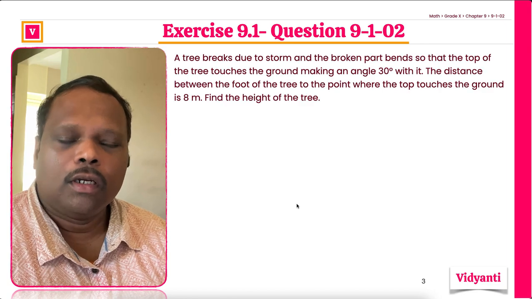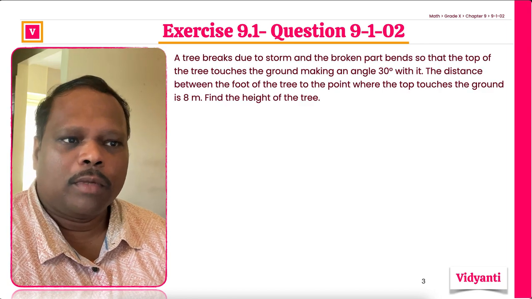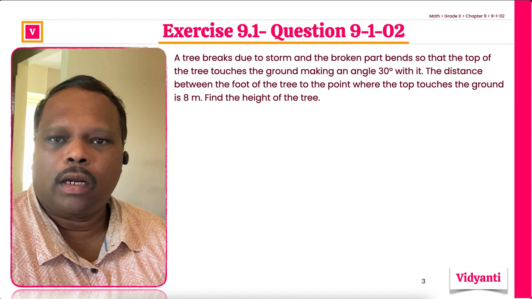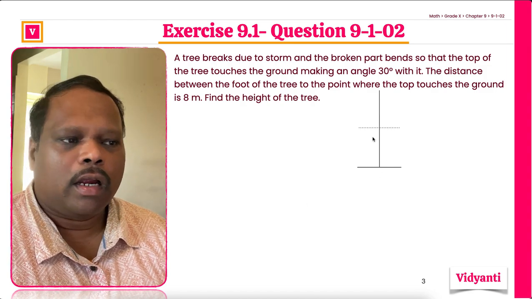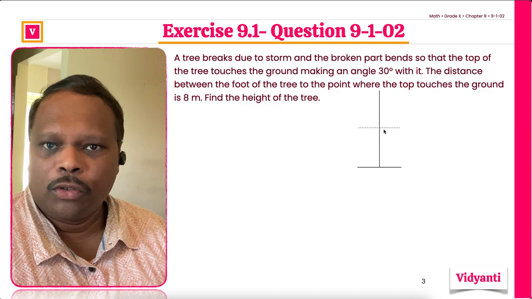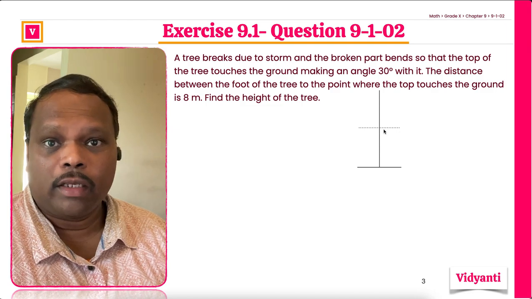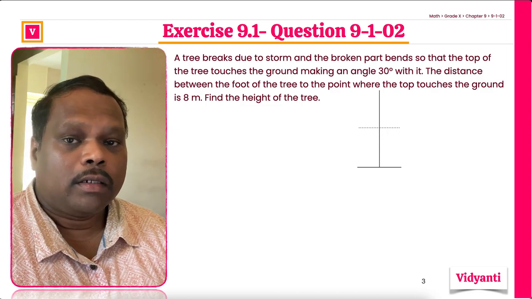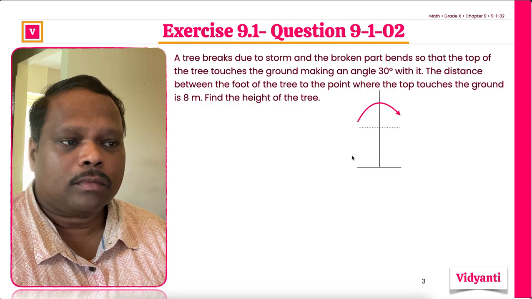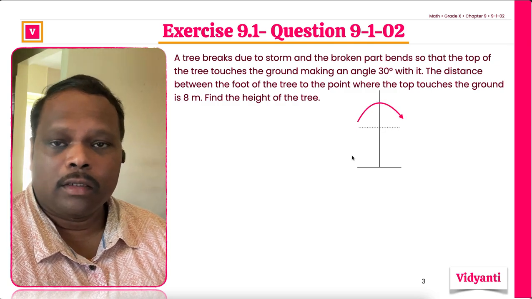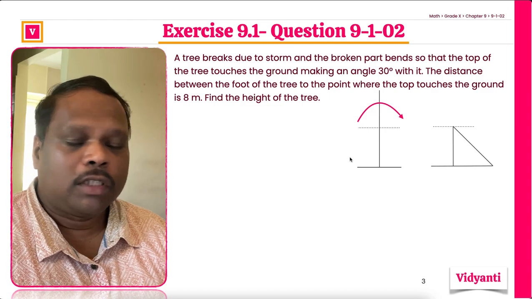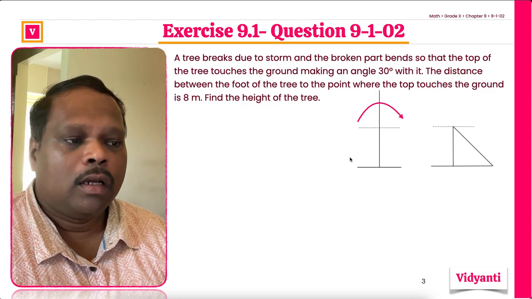Question number 2. A tree breaks due to storm, and let's assume that this is the tree, and this dotted line which I have shown here represents the breaking line. It breaks apart into two parts, and the upper part becomes the hypotenuse of the triangular shape, which I have shown in the second diagram.